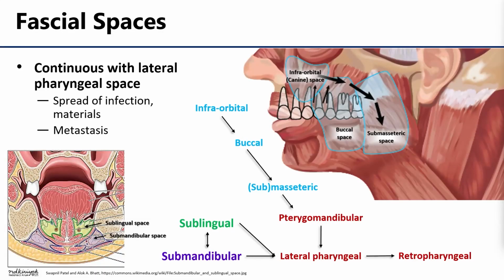The sublingual space is considered a fascial space. So just like the other fascial spaces that we've covered in this course, they communicate with other fascial spaces surrounding them. You learned this pathway here, starting at the infraorbital canine space and heading all the way down into the retropharyngeal or danger space quite a while ago now, but we're going to add a little bit to it. So the sublingual space communicates directly with the submandibular space and the lateral pharyngeal spaces around the posterior border of mylohyoid.